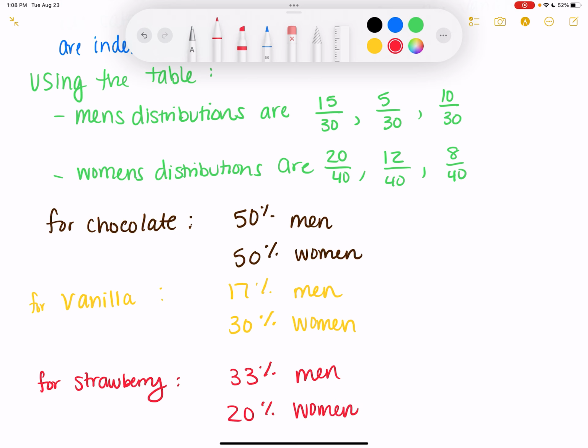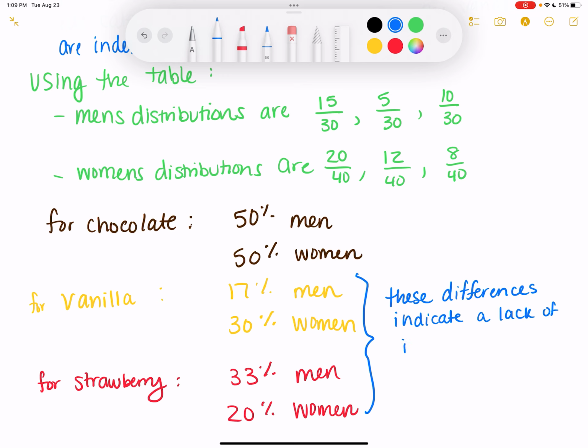So, for chocolate, both were 50%. But when we look at vanilla and strawberry, they are not the same. They're not really even close to each other. And so, because of this, these differences indicate a lack of independence.